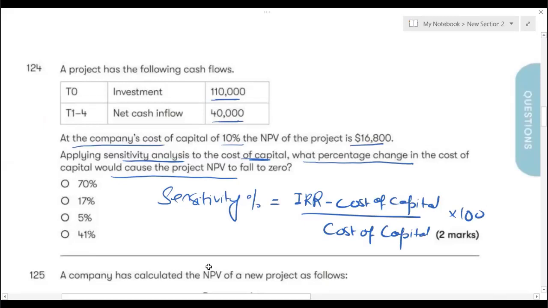So logically the answer is 1 alpha. If the cost of capital changes by 70%, then NPV becomes 0.